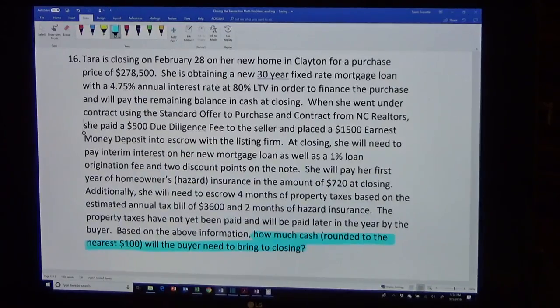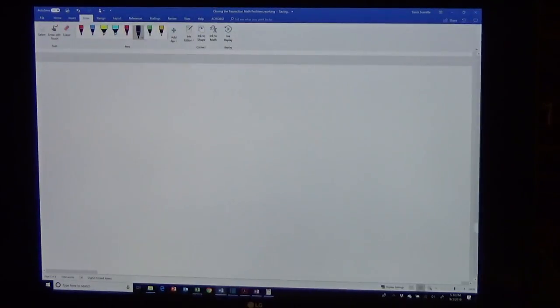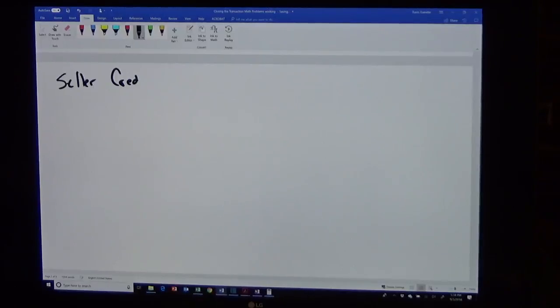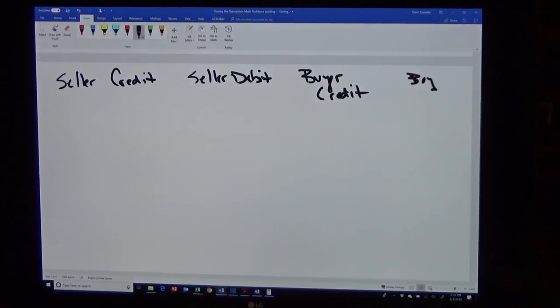Well, this is a closing statement question. So here's what you know you're going to need to set up. You know you're going to need to set up a worksheet where you've got seller credits, seller debits, buyer credits, and buyer debits.